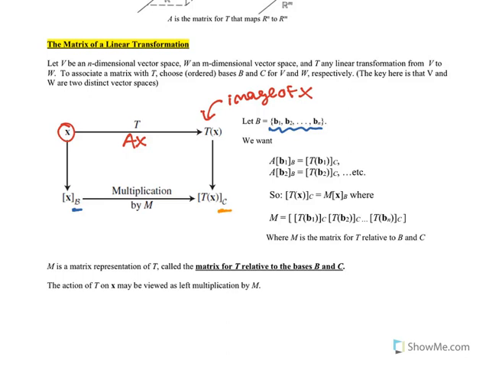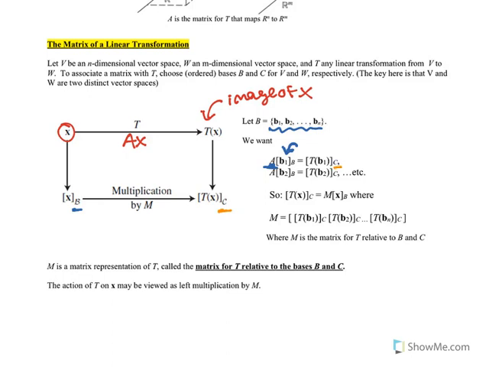What we would like to do now is take vectors that are described in terms of basis B and transform them by multiplying them by the matrix A, and then have the result be a vector described in terms of the basis C here. So this is now within basis C.